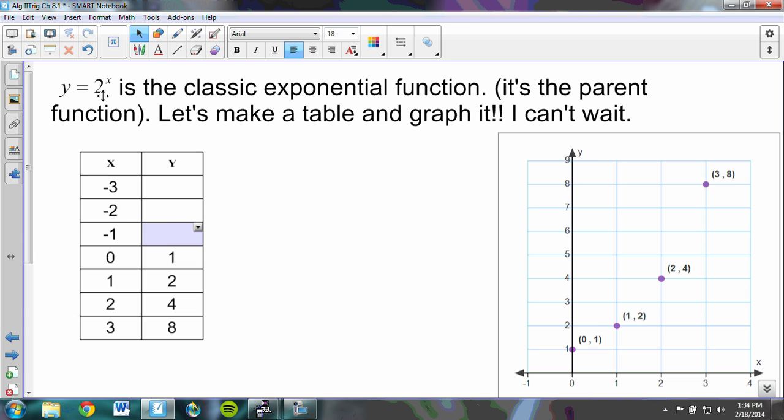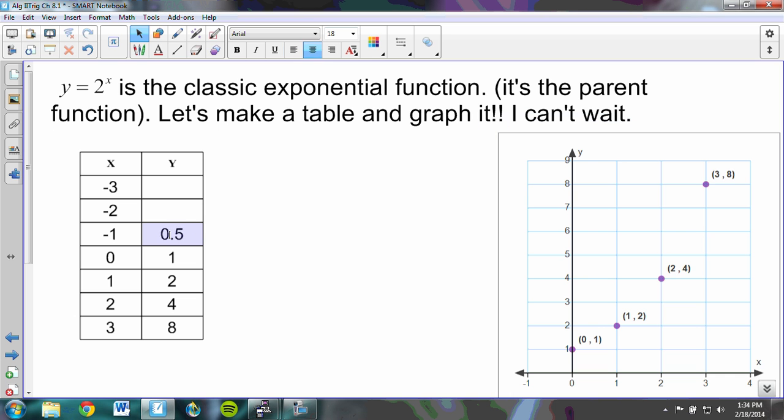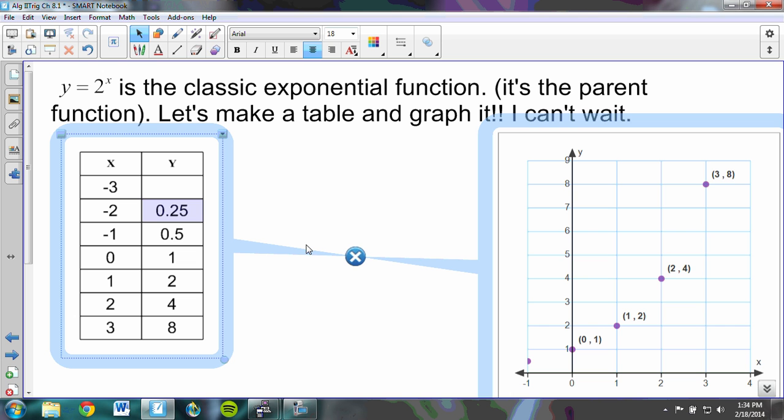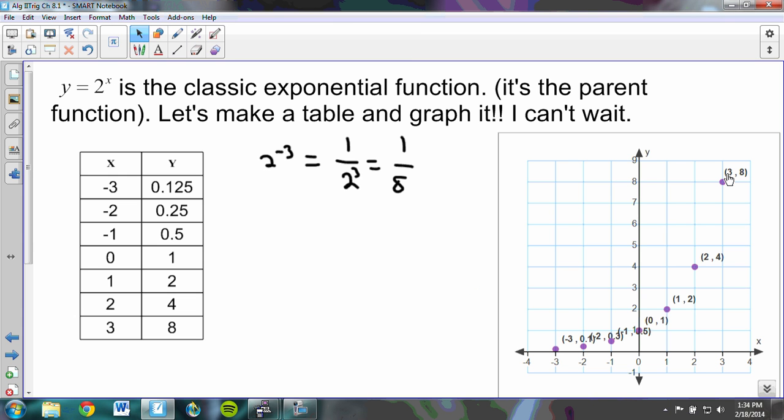Let's go to the other side. 2 to the -1, I'm plugging -1 in for x. 2 to the -1 is a half, because the negative power flips the fraction over. 2 to the -2 is a quarter, and 2 to the -3 is an eighth. I'll write that one out. 2 to the -3 is really 1 over 2 to the third, which would be 1 over 8, which is 0.125.